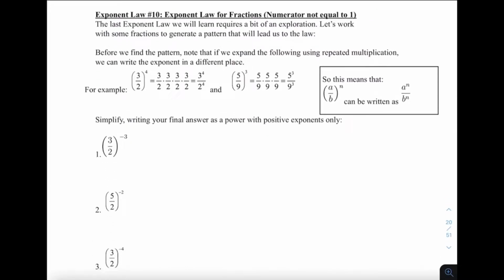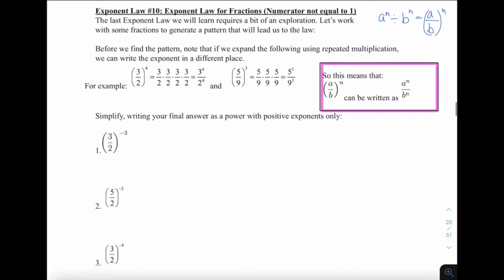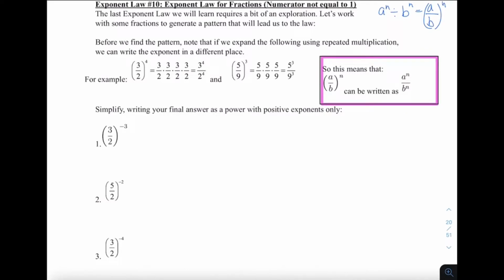Now, if you recall, in a previous lesson, we already learned a law having to do with fractions that have the same exponent. So for example, if I have a to the power of n divided by b to the power of n as well, I can write that as a over b all raised to the power of n. So we're going to use that rule right now to figure out negative exponents.